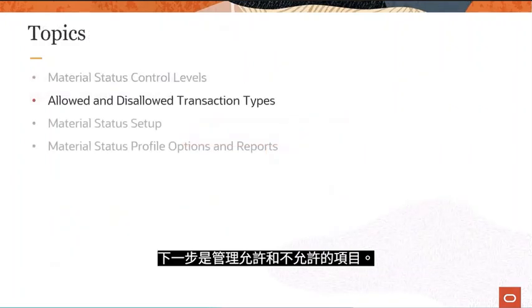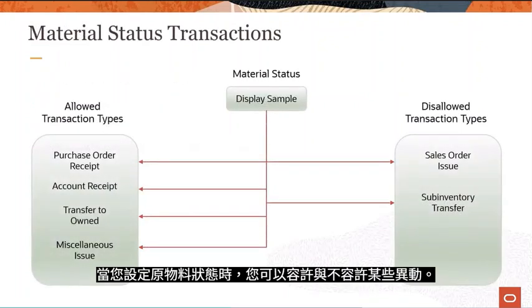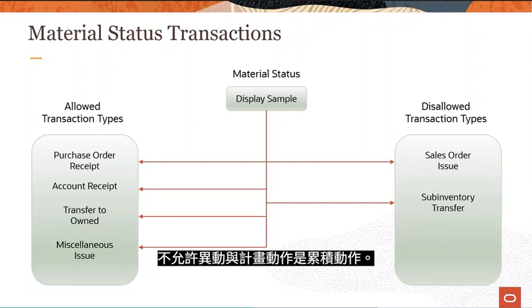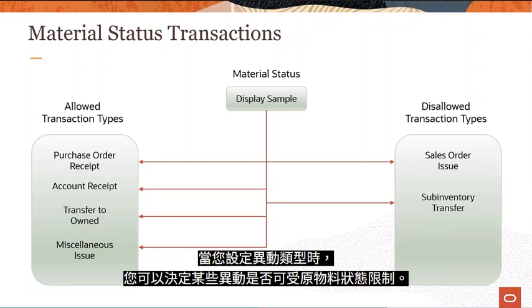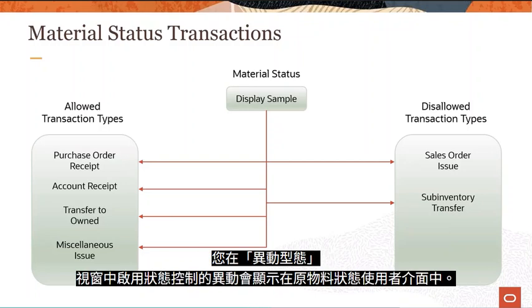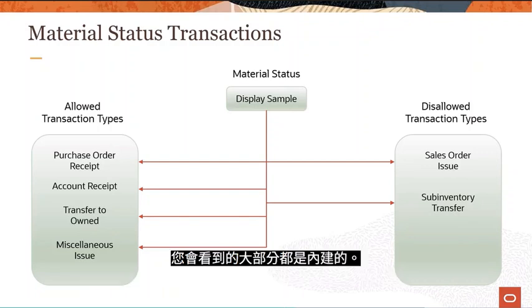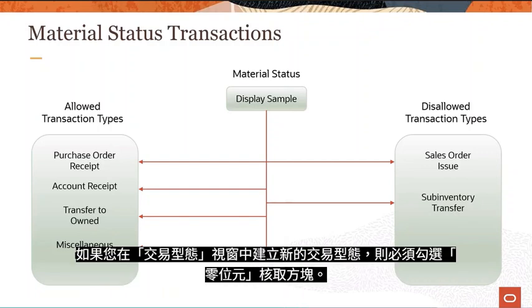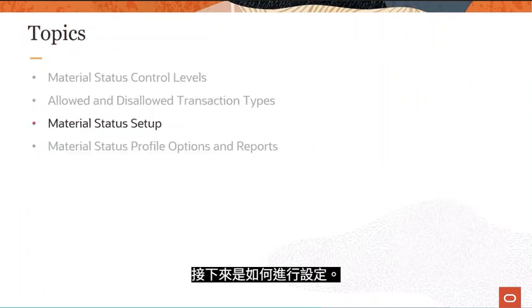Next is managing what's allowed and disallowed. When you set up a material status, you can allow and disallow certain transactions. Disallowed transactions and planning actions are cumulative. When you set up a transaction type, you can determine whether some transactions can be restricted by material status. The transactions for which you enabled the status control in the transaction type window appear in the material status user interface. Most of what you'll see is all of the seeded ones, and if you create new ones in the transaction types window, you need to check the status control checkbox.